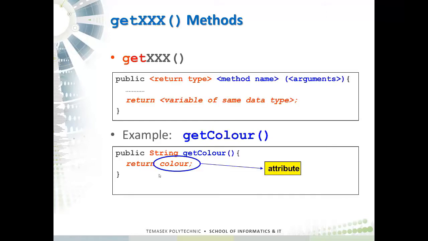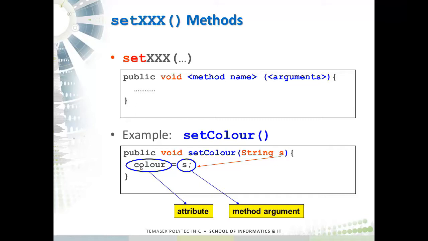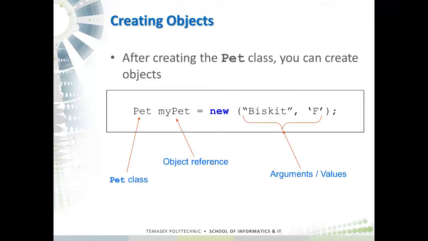Same goes for here. You're actually returning the attribute from above. So as you can see, this S is actually linked to this S.